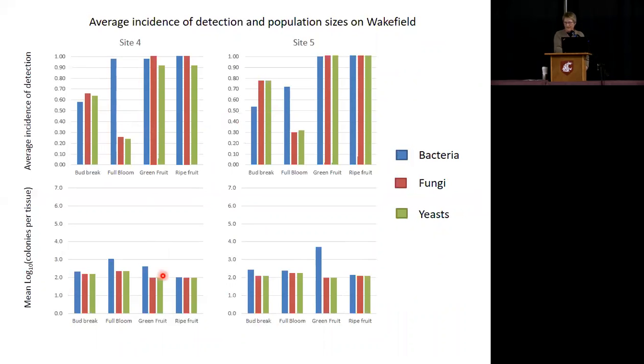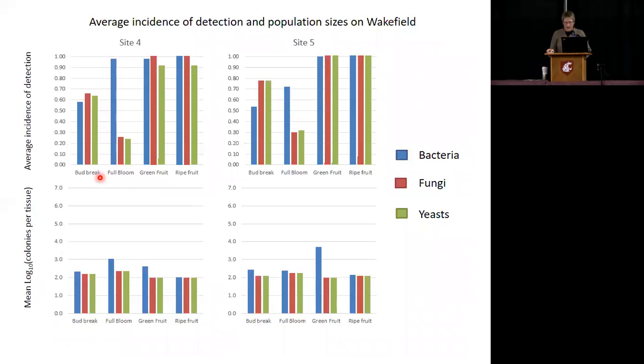The population sizes weren't that large. They're only about 100 to 1,000 cells, but almost every fruit was colonized. And again, remember that here we're finding fungi and yeast, even though these fields have been sprayed since before full bloom. So I found that very interesting.